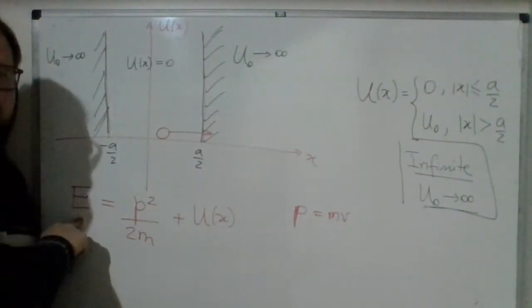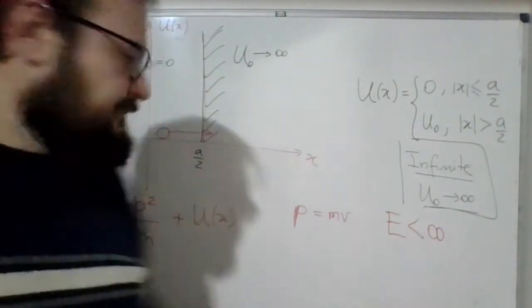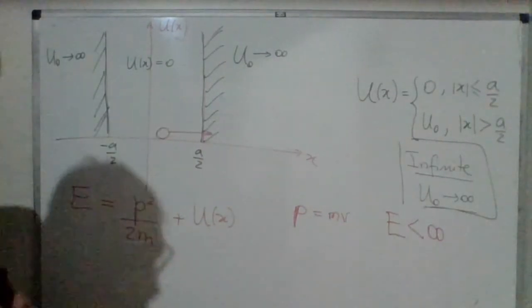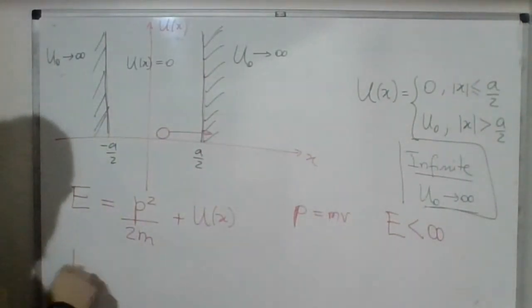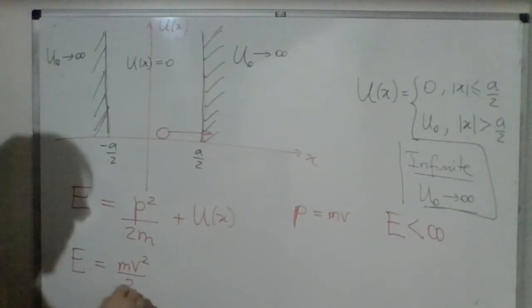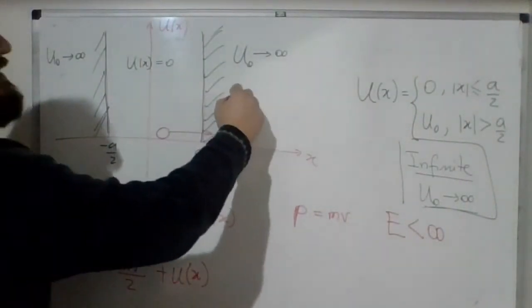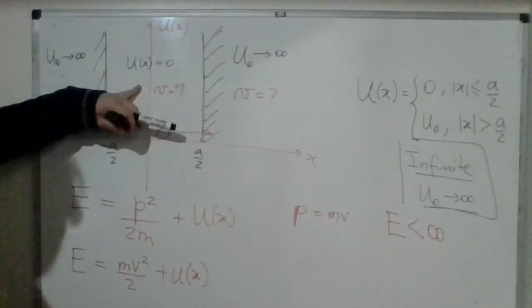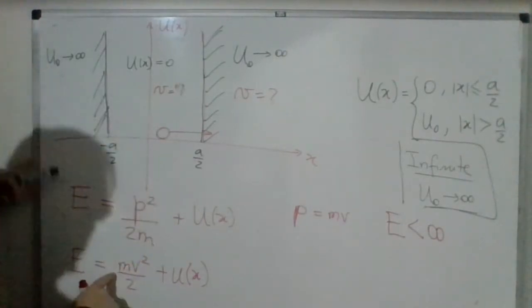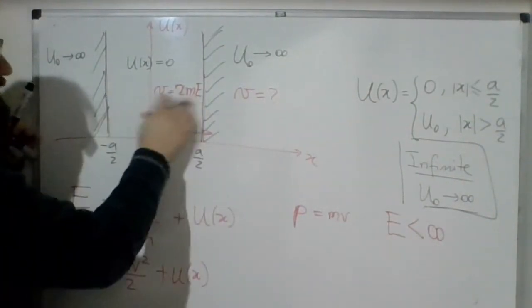and for a given energy of the particle, for any finite value of the energy, so energy lower than infinity, a classical particle, you can calculate the kinetic energy, or the velocity of the particle. In this case, you have mv squared divided by 2 plus the potential, which is a function of x. If you are trying to calculate the velocity here, it's easy, because the potential vanishes here. You'll find that the velocity is just twice the mass times energy, and you can take the square root of that.